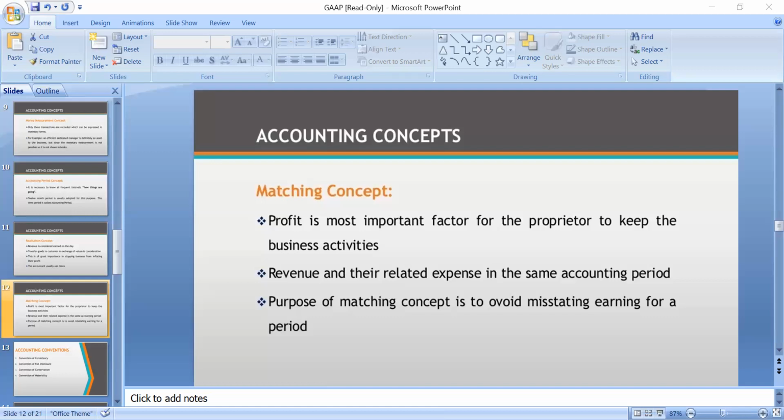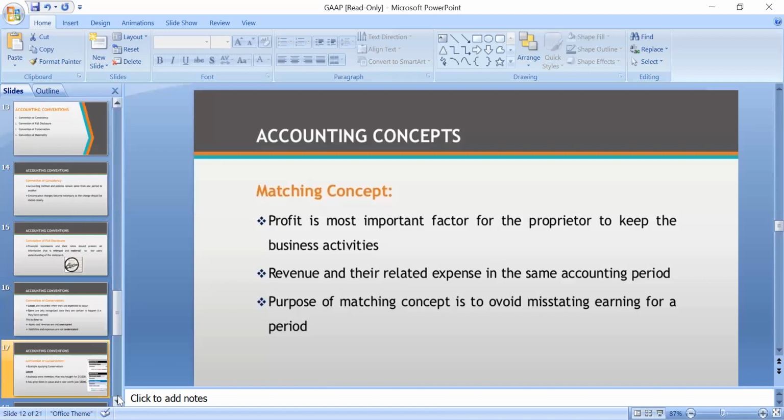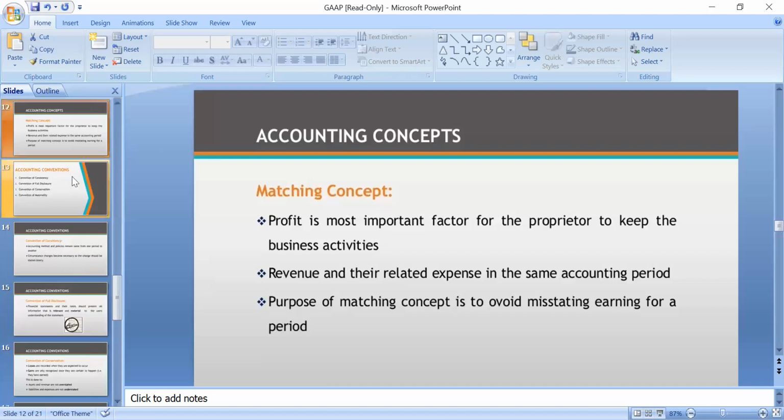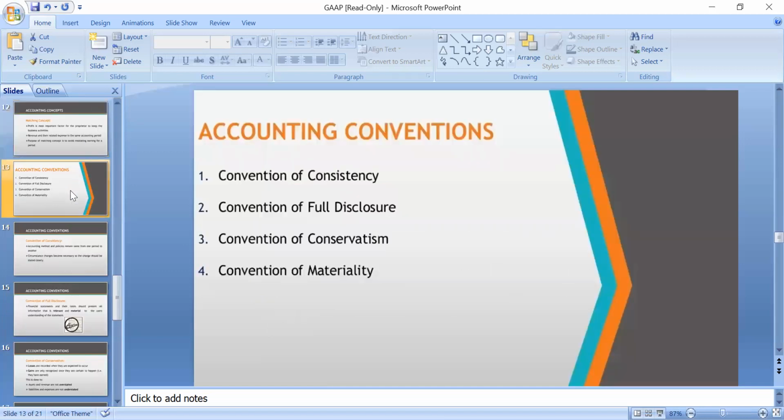So, my dear students, these are some principles. Hope you understand these concepts of generally accepted accounting principles. If you have any problem, any query, feel free to discuss with me. Moving toward the accounting conventions in accounting principles, there are four main conventions which are given in the generally accepted accounting principles: the convention of consistency, convention of full disclosure, convention of conservatism, convention of materiality.